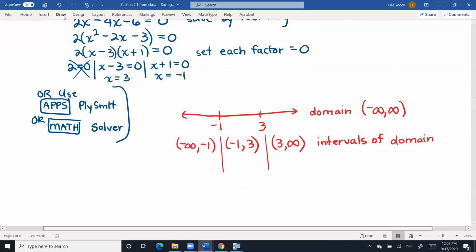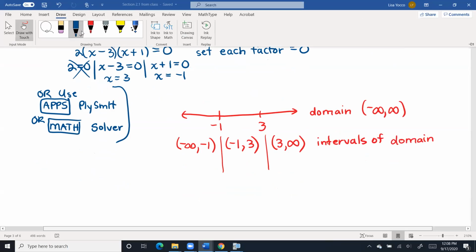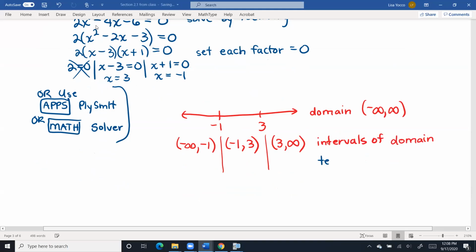The next thing I do is pick a number from each interval. That's called a test number. It can be any number you want as long as it's in that interval. I always recommend using the simplest number you can think of. So to the left of -1, I would pick -2.